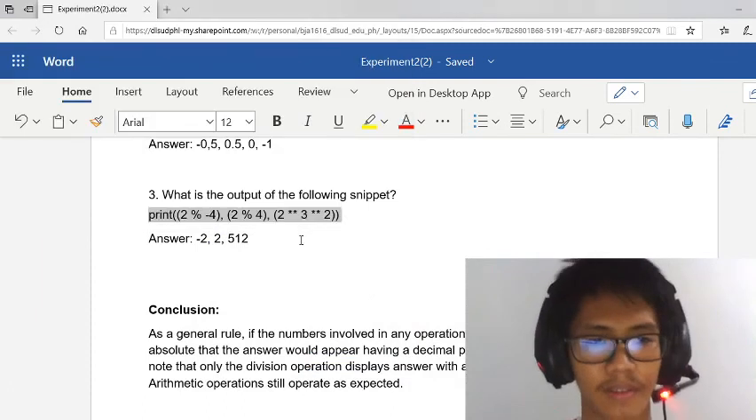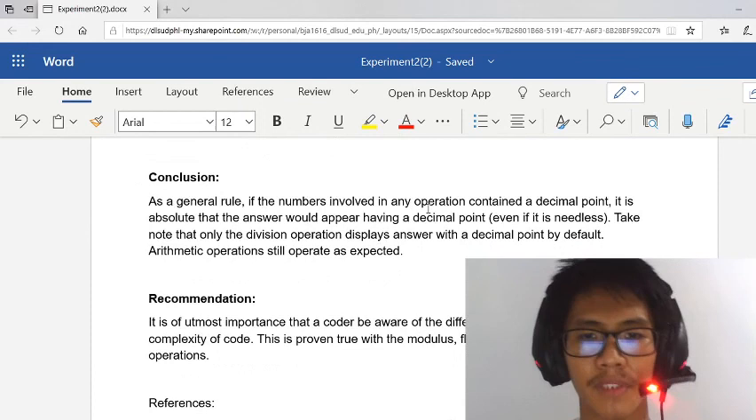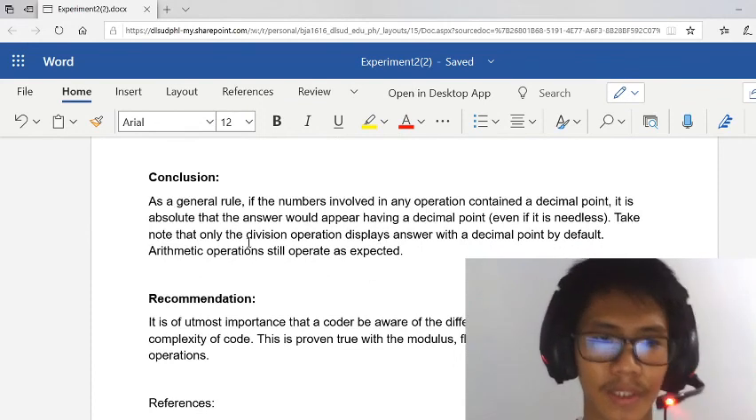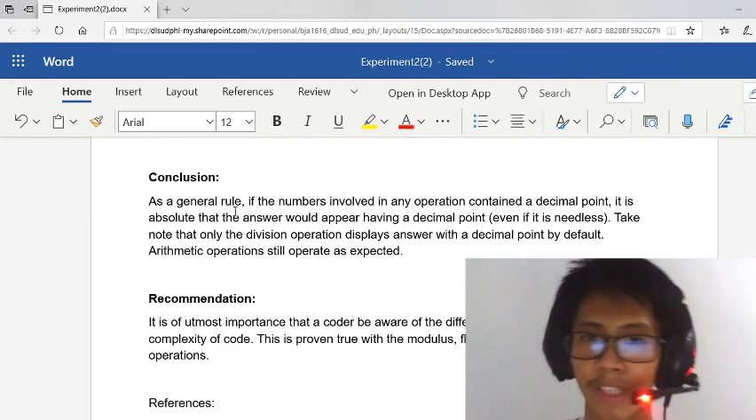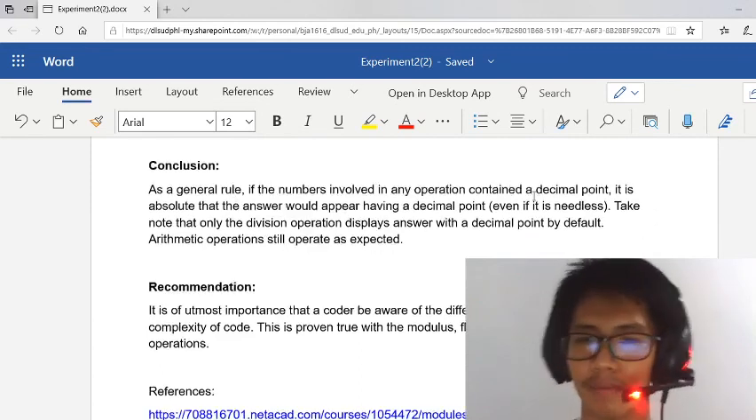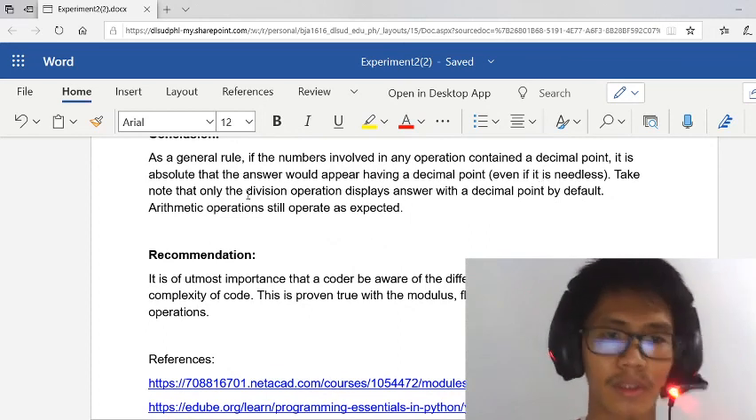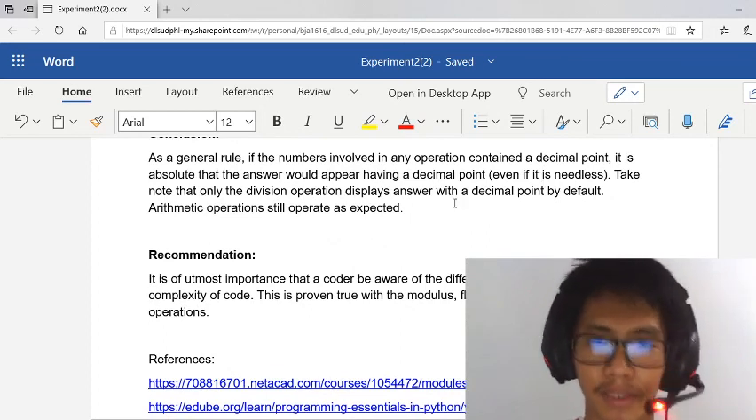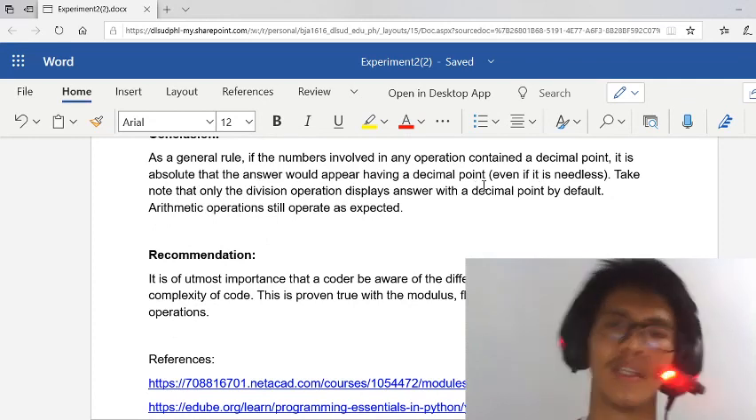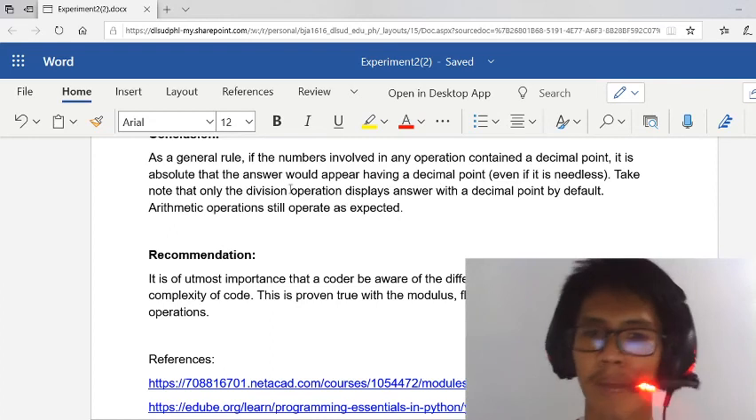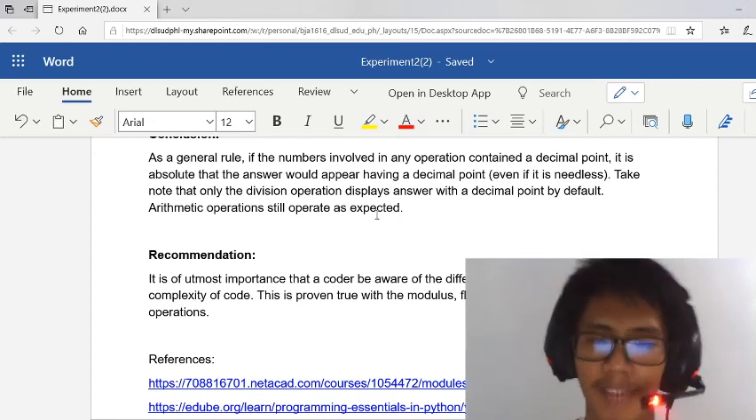So for conclusion, as a general rule, if the numbers involved in any operation contain a decimal point, it is absolute that the answer would appear having a decimal point, even if it is needless, because you don't need decimal points for integers. Take note that only the division operation displays an answer with a decimal point by default, even if it is needless. Arithmetic operations still operate as expected.